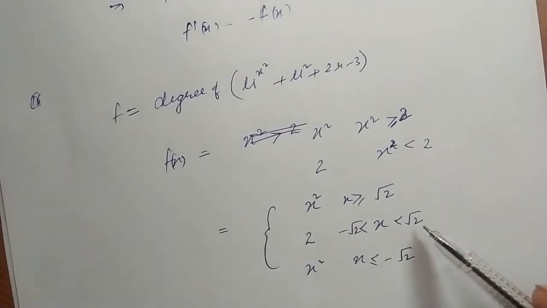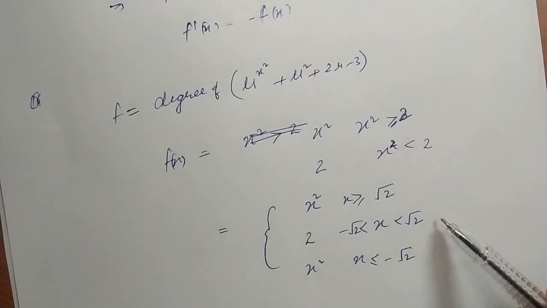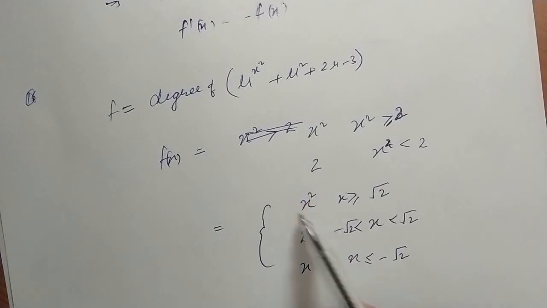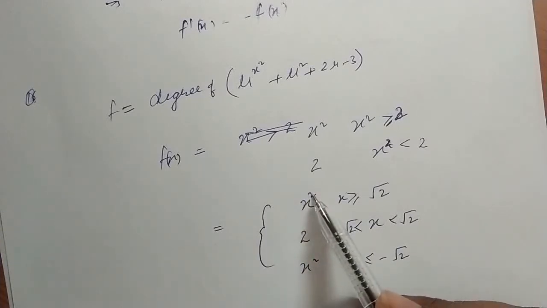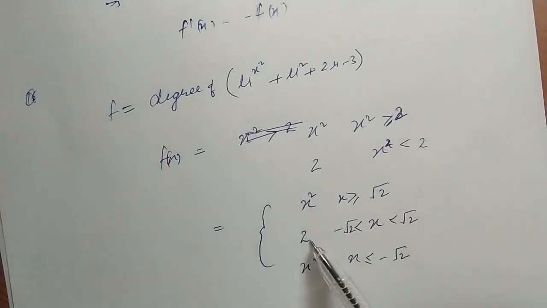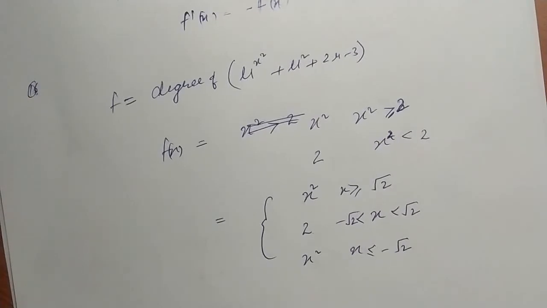So slope for this at x is equal to root 2 is 0. Let's check continuity first. At root 2, the value of this will be root 2 square, which would be 2. The function is continuous. At x is equal to minus root 2, this will again be continuous. Okay, let's check its differentiability.